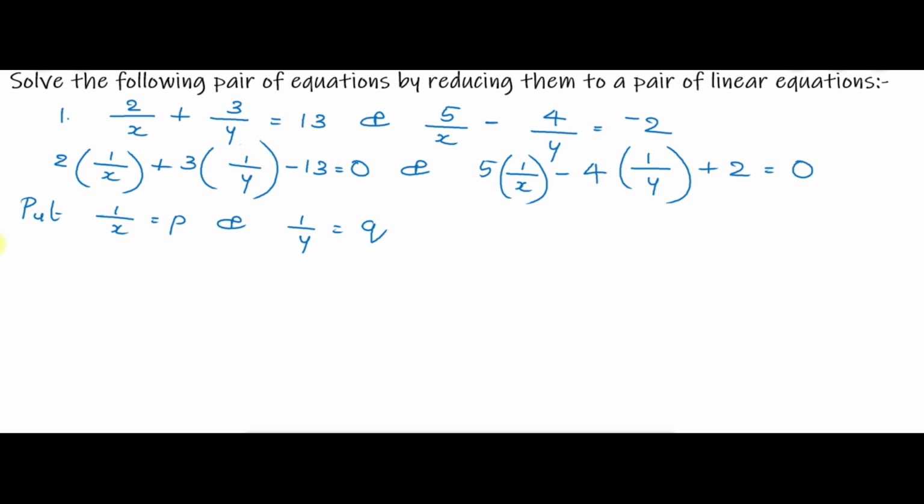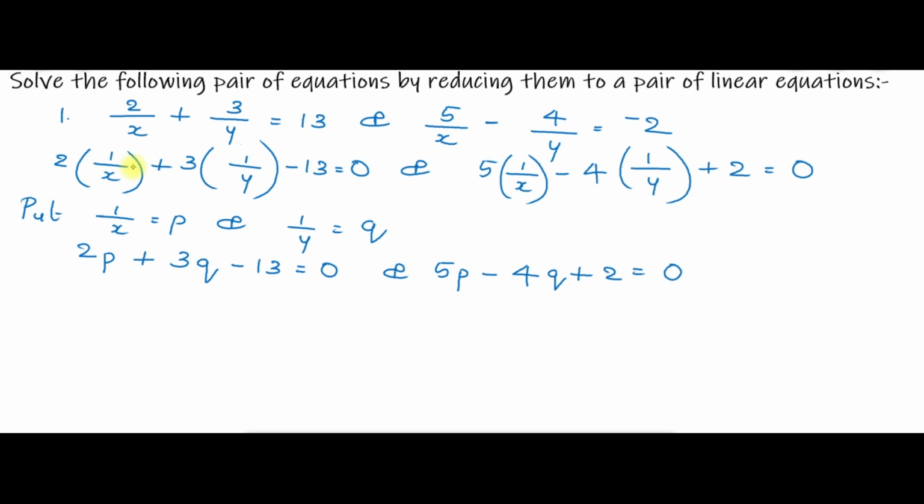So 2 into 1 by x becomes 2p. Instead of 1 by x I am writing p, and instead of 1 by y I am writing q, minus 13 equal to 0 and 5p minus 4q plus 2 equal to 0. Now you can solve this pair of linear equations in any manner. That is by using elimination method, by using substitution method, or by using cross multiplication method.